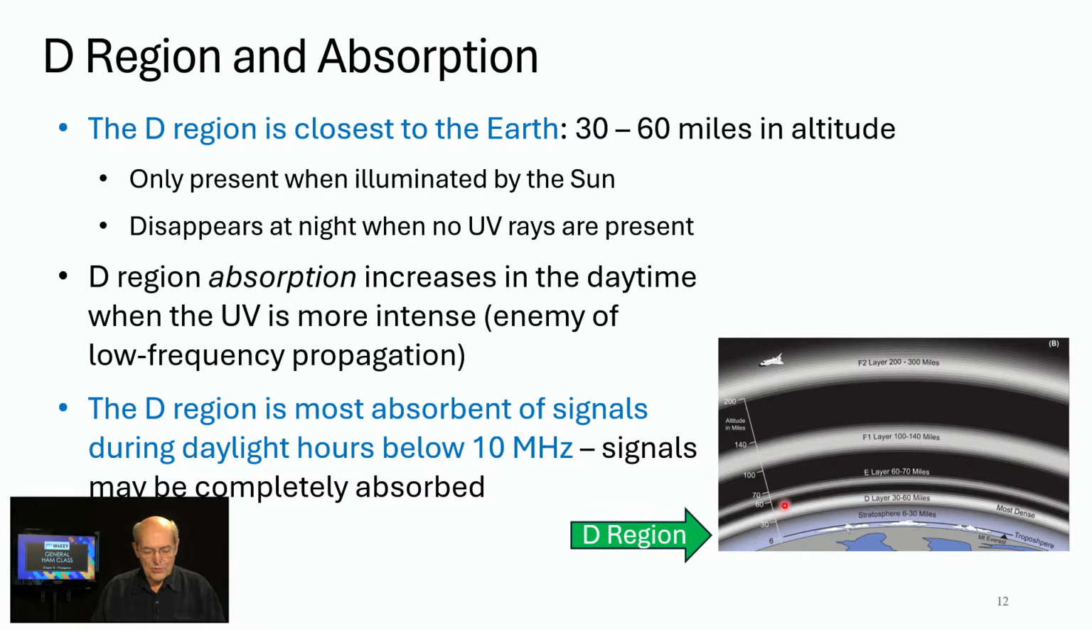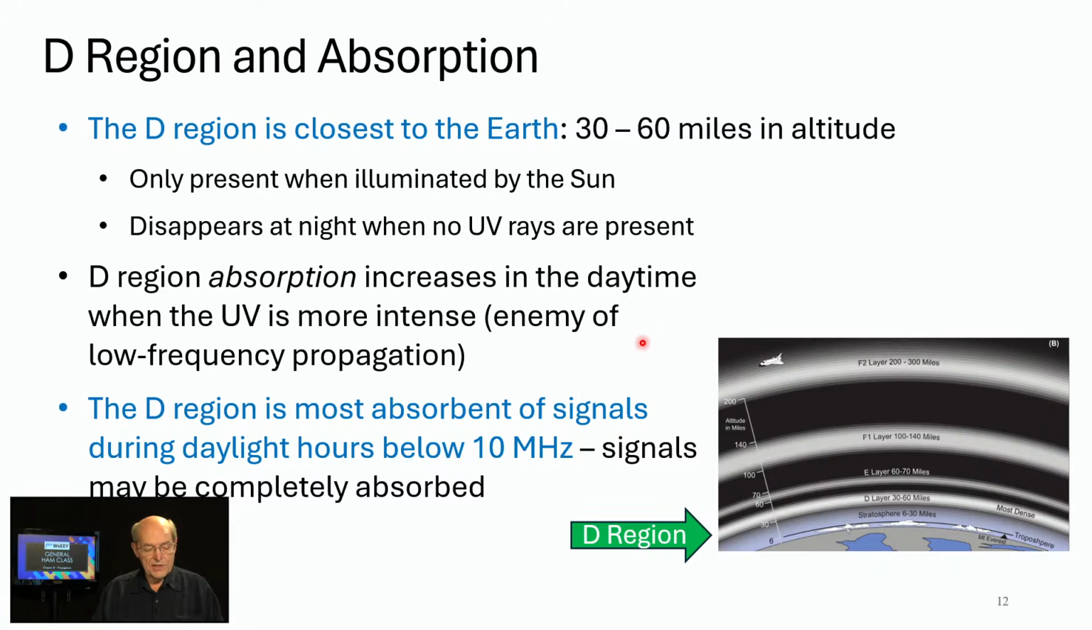Now we're going to walk through the different layers. The D layer is the lowest, a little hard to see here, but you can see that it's low down. The D region is closest to the Earth, about 30 to 60 miles in altitude. And again, remember that blue text represents pool questions. We try to highlight those for you. The D region is only present when illuminated by the sun. So it's on the sun side of the Earth. It disappears at night when no UV rays are present.